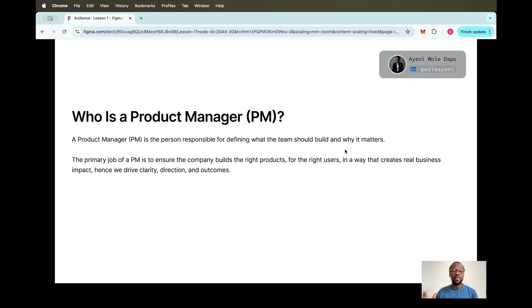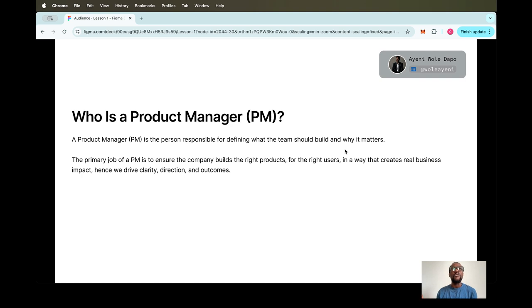Let's start by defining who a product manager is. A product manager is a person responsible for defining what the team should build and why it matters. In most tech companies today, you won't find a product manager writing code or even designing screens.